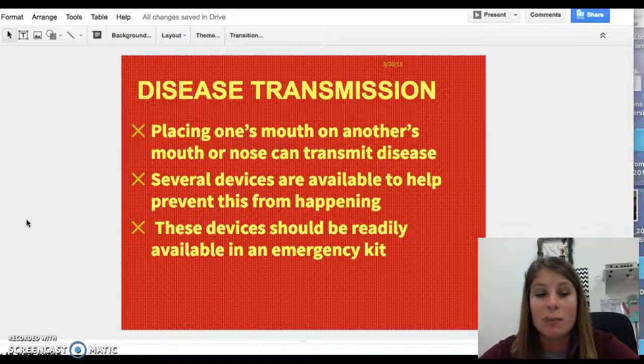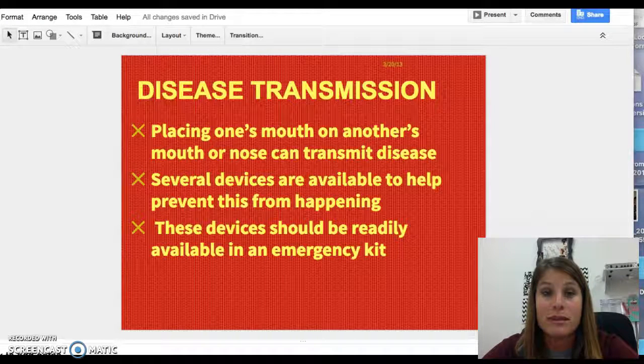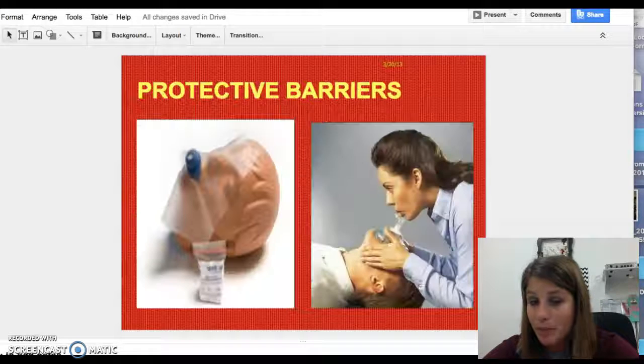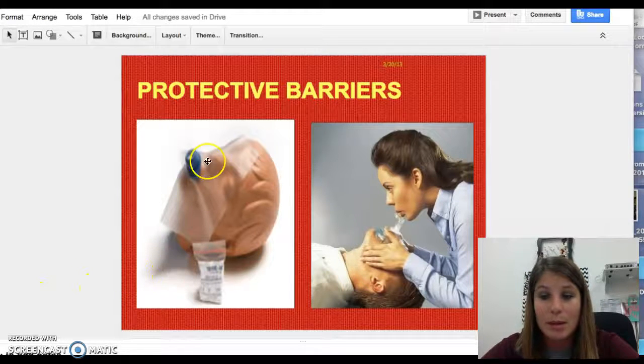The protective barriers that we have in place to help prevent this from happening should always be in any type of first aid kit. You never really know when you're going to need one of these, so it's very important to make sure you know where they are. Here are a couple of examples.